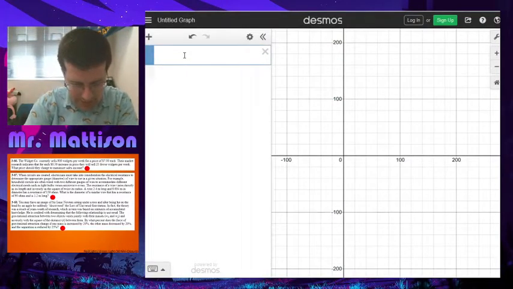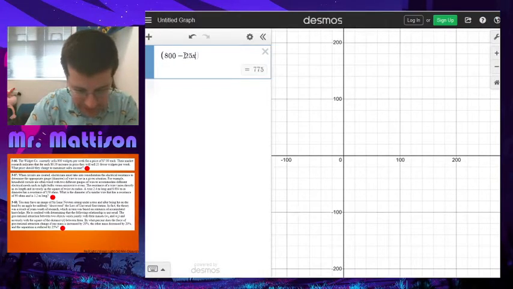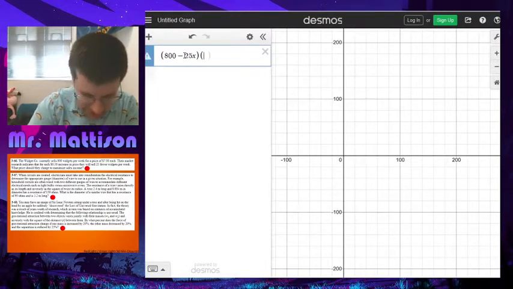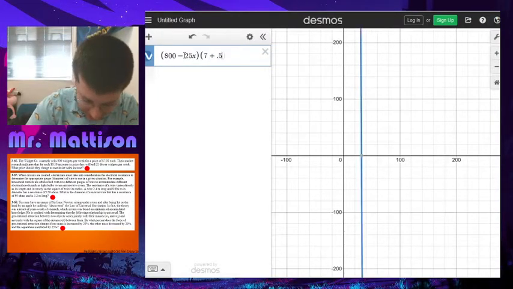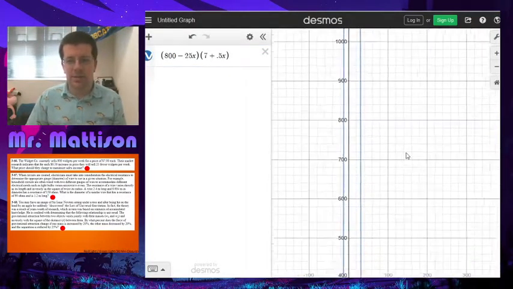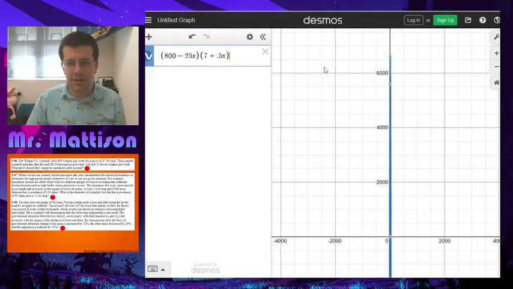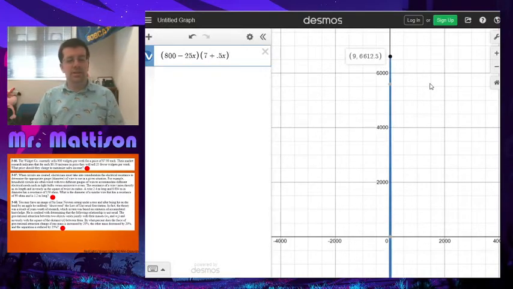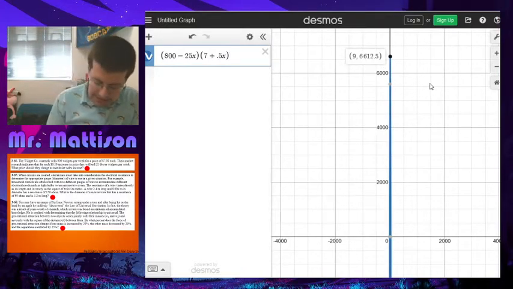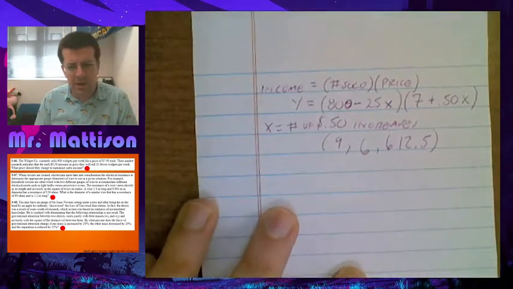So we're going to type in our equation of 800 minus 25x, times 7 plus 0.5x. Now we're going to be looking at what's going to be our optimal price here. So we're going to go way out and look at where this peaks. I see it right there. All right, so I'm seeing that peak at 9, 6,612.5. So looking back over here, I saw my peak here.